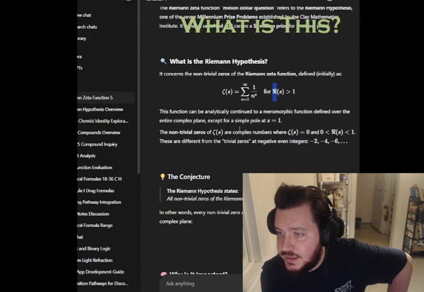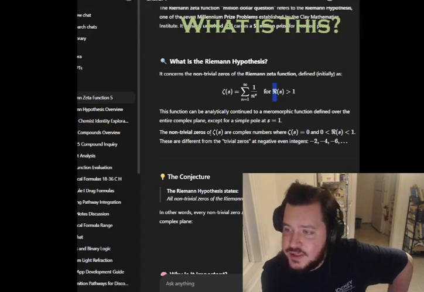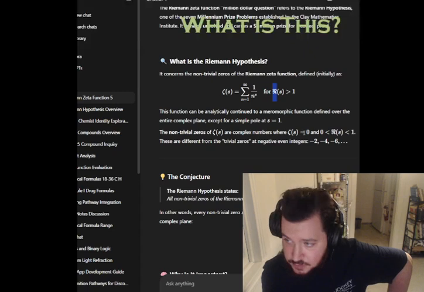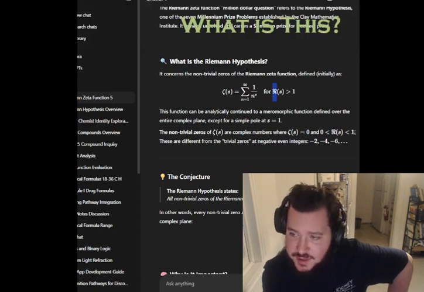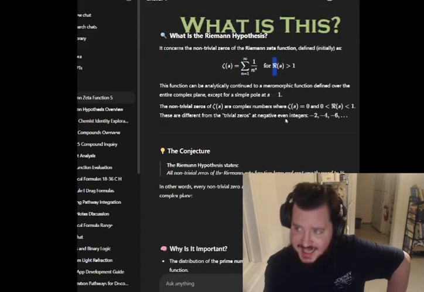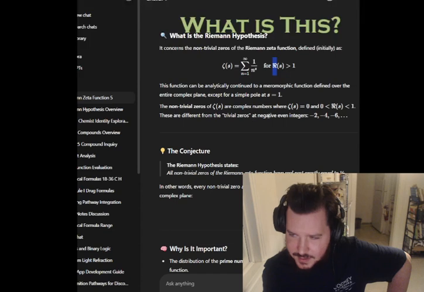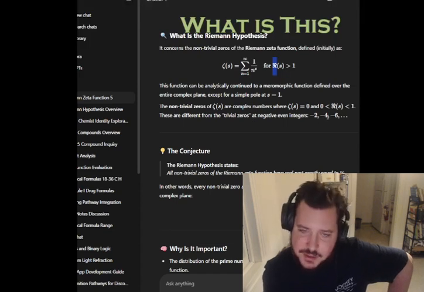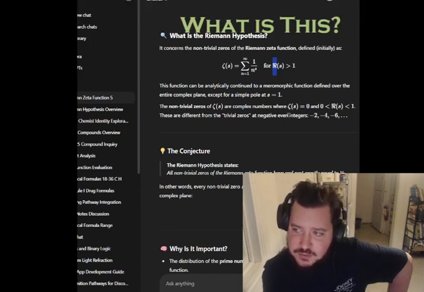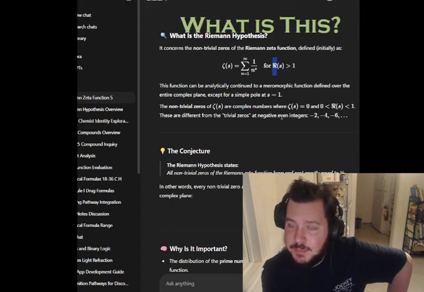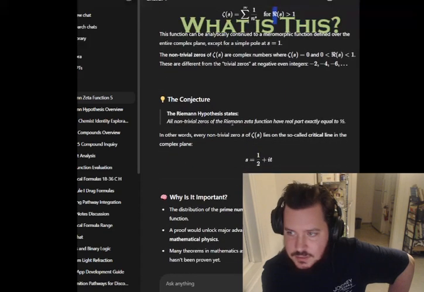So now that's clear. The non-trivial zeros of zeta(s) are complex numbers where zeta(s) equals 0, and 0 is less than the real part of s, which is less than 1. These are different from the trivial zeros at negative even integers, which also take it through negative numbers, and those are just trivial. In calculations, it's useful, I guess.